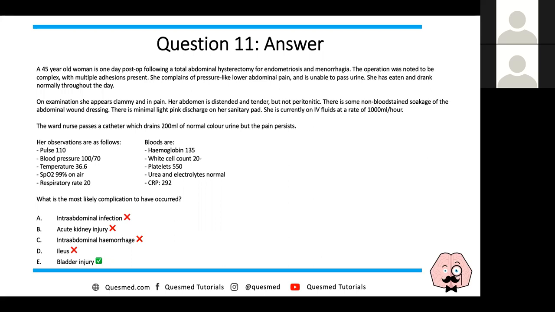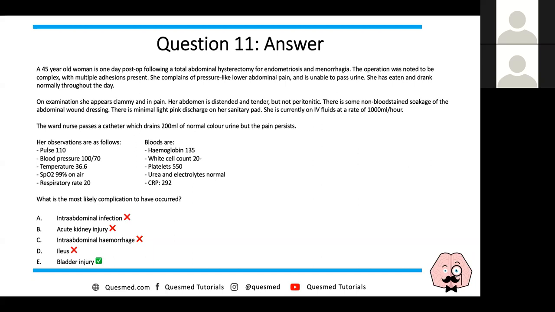And actually looking into it in a bit more detail here, you can see there's a discharge on her wound that's not bloodstained. That discharge was actually urine leaking directly out of her abdomen. And her U&Es are normal because her kidneys are functioning fine. It's just that the urine is leaking out of the bladder into her abdomen. And this lady ended up returning to theatre for some complex bladder repair involving the surgeons, the urologists, the gynaecologists. She spent a few days in ITU and she made a full recovery.